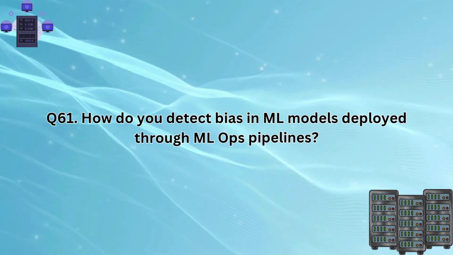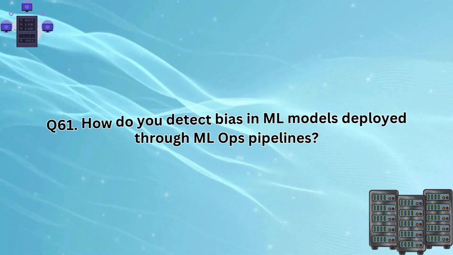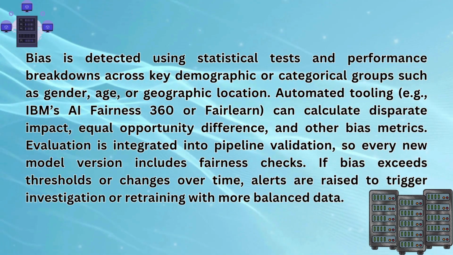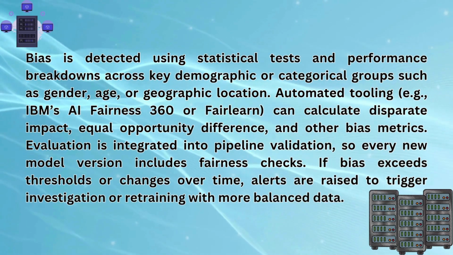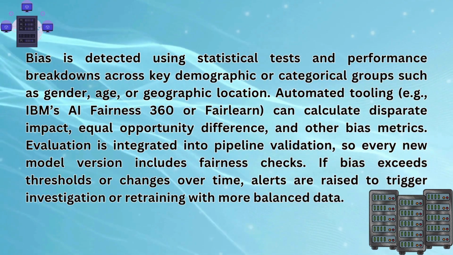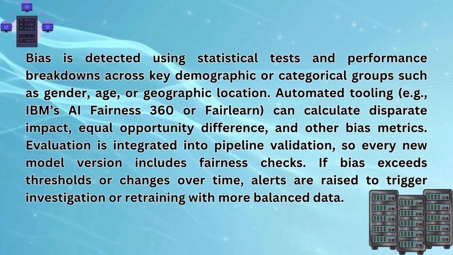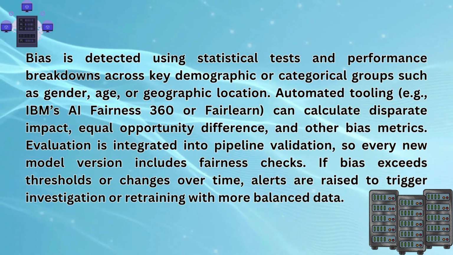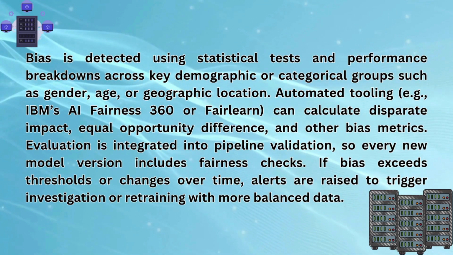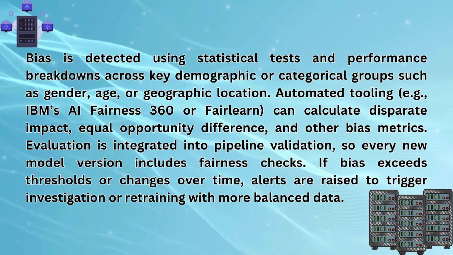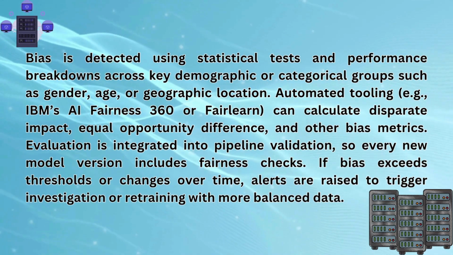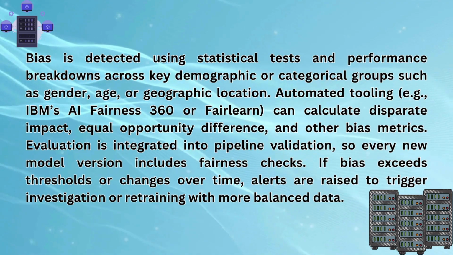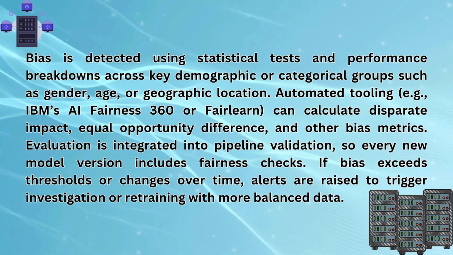How do you detect bias in ML models deployed through ML Ops pipelines? Bias is detected using statistical tests and performance breakdowns across key demographic or categorical groups, such as gender, age, or geographic location. Automated tooling, examples are IBM's AI Fairness 360 or Fairlearn, can calculate disparate impact, equal opportunity difference, and other bias metrics. Evaluation is integrated into pipeline validation, so every new model version includes fairness checks. If bias exceeds thresholds or changes over time, alerts are raised to trigger investigation or retraining with more balanced data.